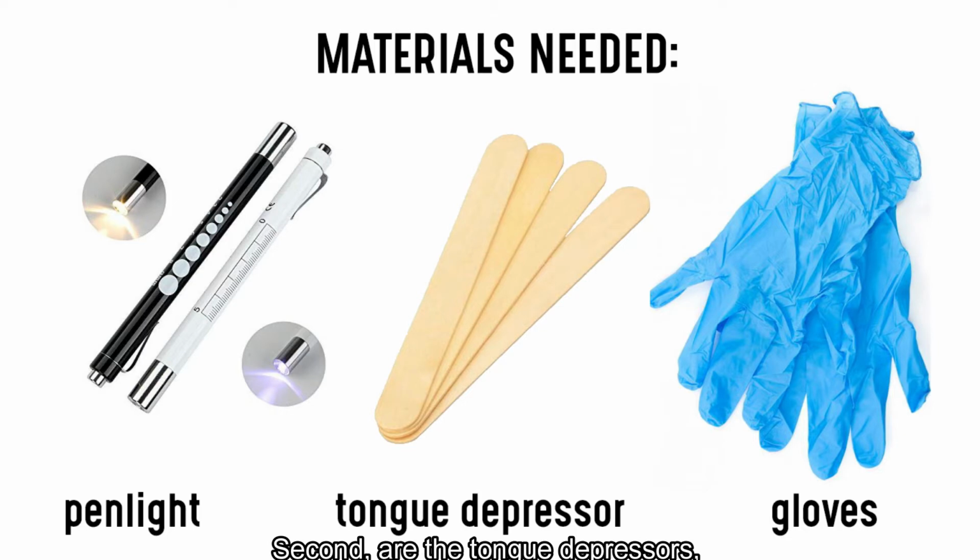Second are the tongue depressors, which are disposable, thin, wooden blades, smooth and rounded at both ends, similar to the appearance of popsicle sticks. And lastly, a pair of gloves.